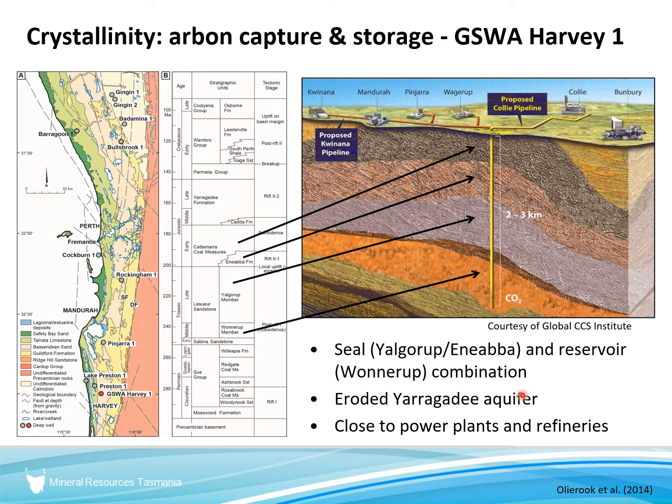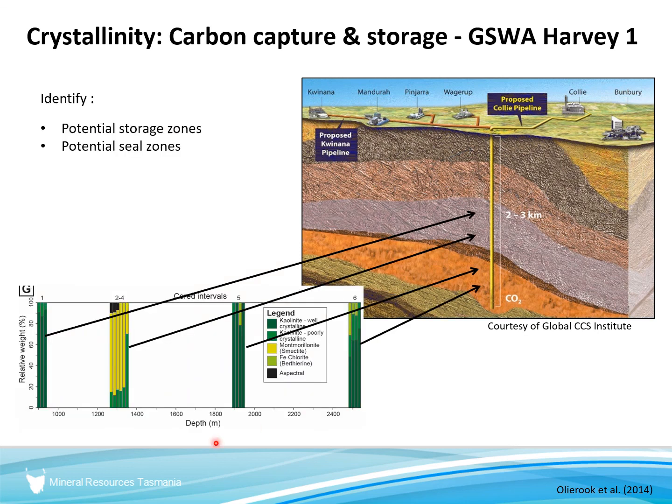These can be also used. Here we are trying to characterize aquifers and seals for the purpose of carbon capture and storage. And we can see that if I go to the next slide, that seals we characterize by having smectite and poorly crystalline kaolinite, and aquifers will have more well-ordered kaolinite in them. So an aquifer sitting underneath a seal, which is what these guys are looking for.